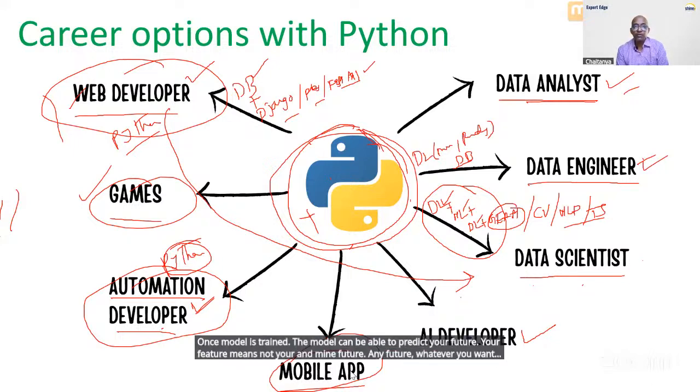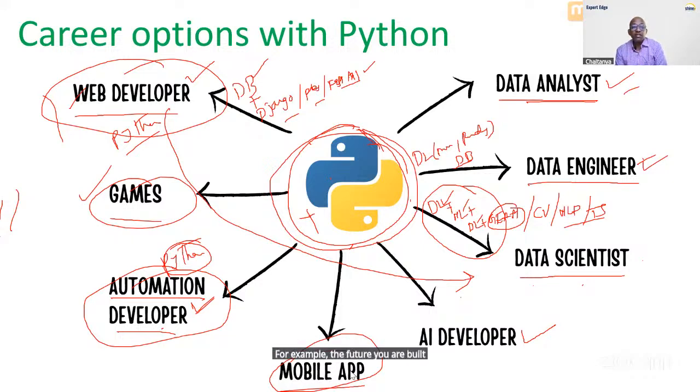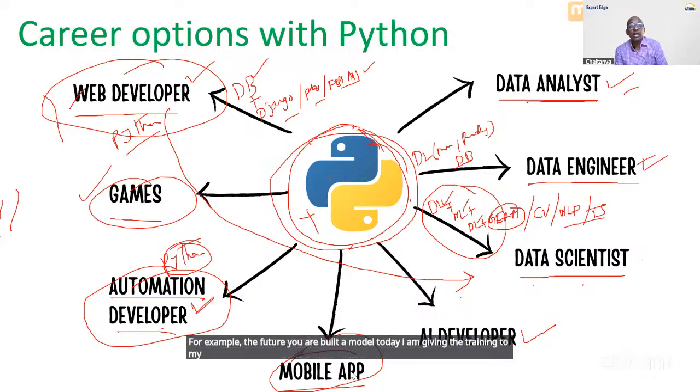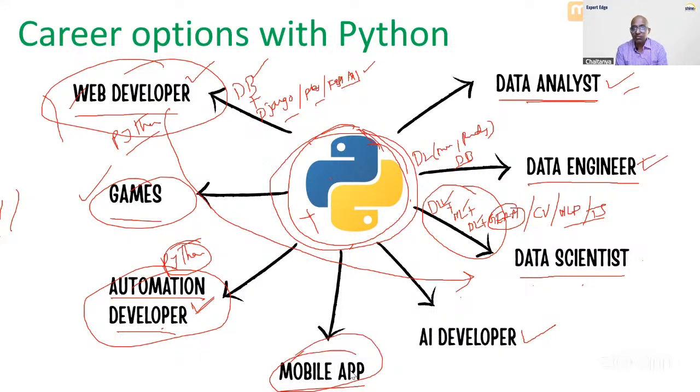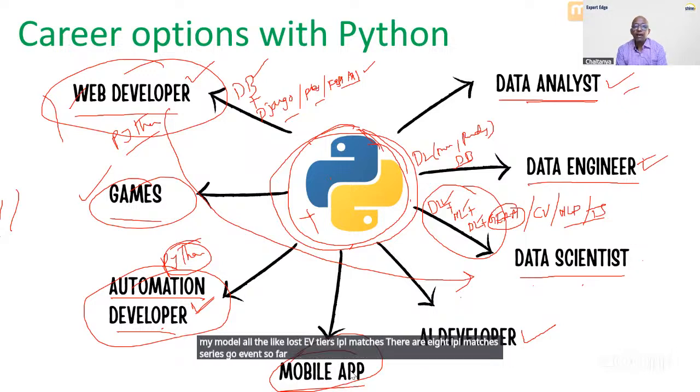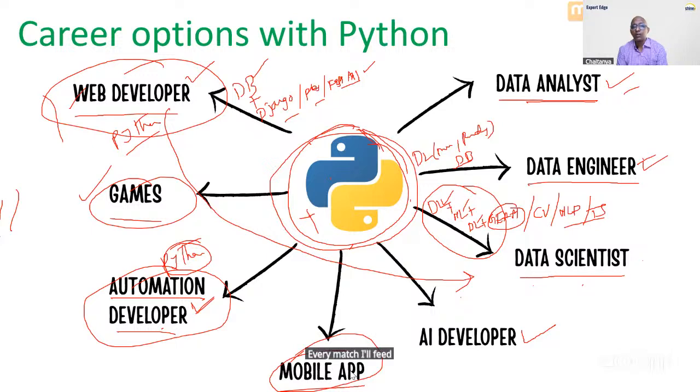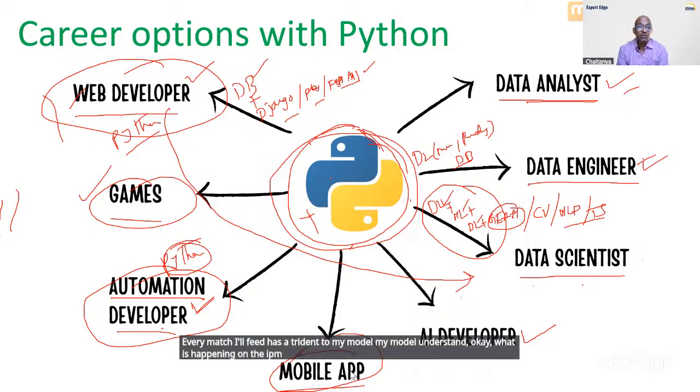For example, I build a model today. I am giving training to my model with all the last IPL matches. There have been 8 IPL seasons so far. I feed my model all eight seasons. There are a lot of matches per season, some 40, 50 matches, right? Every match I feed as training to my model. My model understands what is happening in the IPL, which team is winning, who is scoring fast and who is the reason for the team winning.